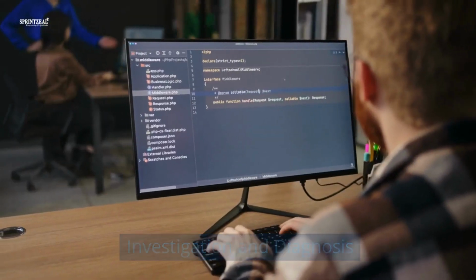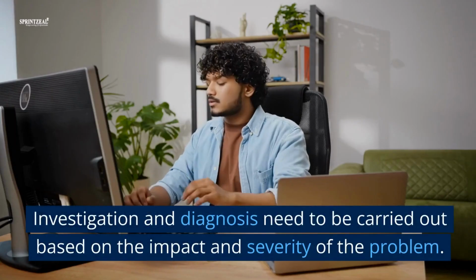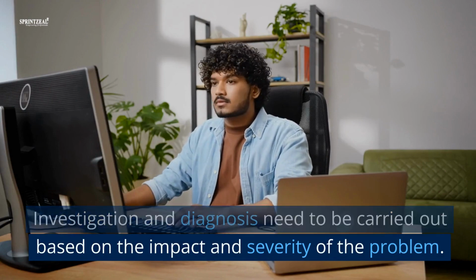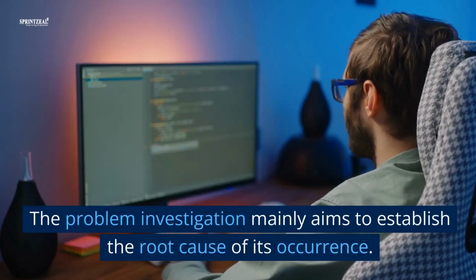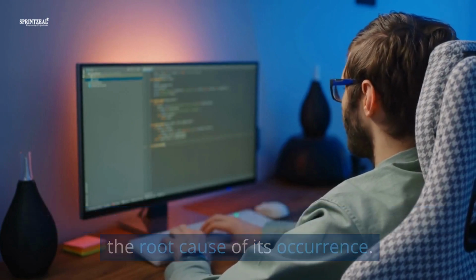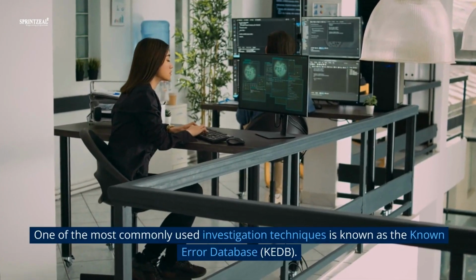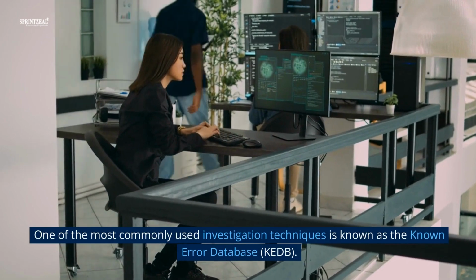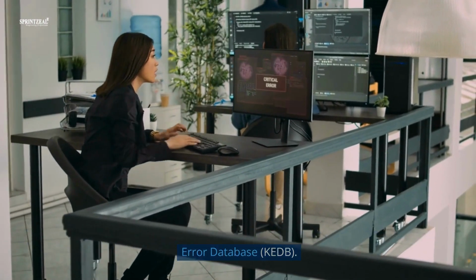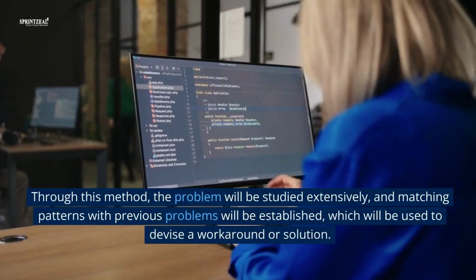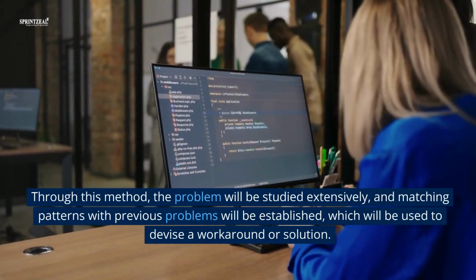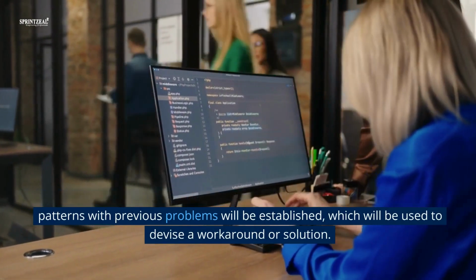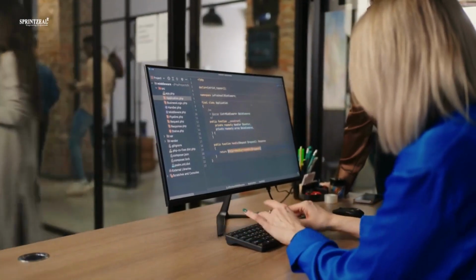Investigation and diagnosis. Investigation and diagnosis need to be carried out based on the impact and severity of the problem. The problem investigation mainly aims to establish the root cause of its occurrence. One of the most commonly used investigation techniques is known as the Known Error Database, KEDB. Through this method, the problem will be studied extensively, and matching patterns with previous problems will be established, which will be used to devise a workaround or solution.